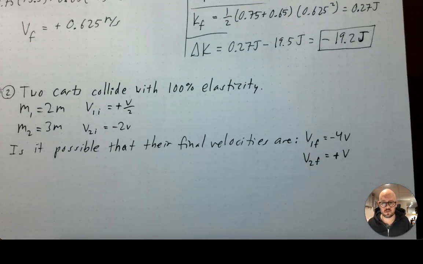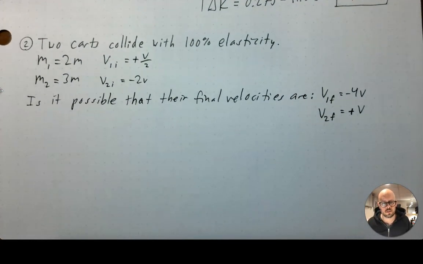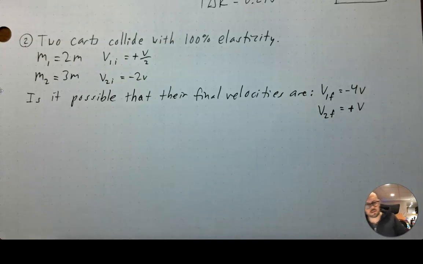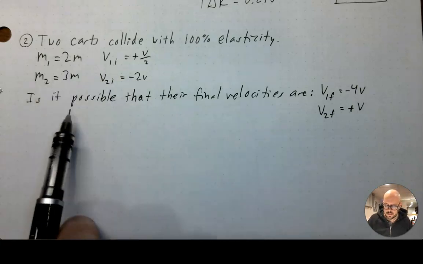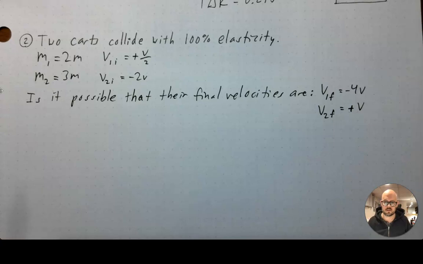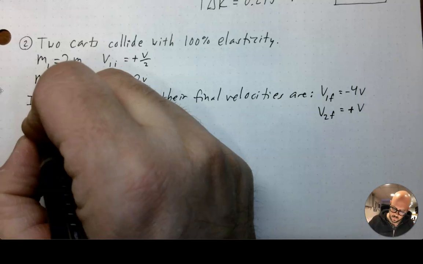Right. The next one is a 100% elastic collision. So these are, as I said in the last video, kind of a work of fiction unless you're talking about electrons or other elementary particles colliding. Their data is given, same as the other one, and the question is, is it possible that their final velocities are negative 4v and positive v? And so this question is answerable by using the two conservation laws. So we are going to start with momentum.